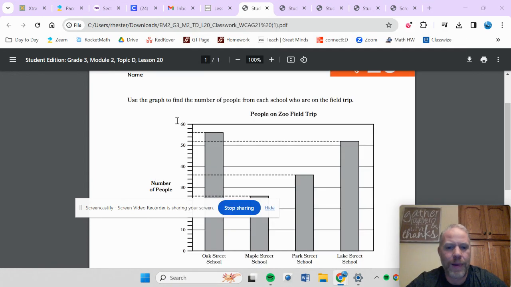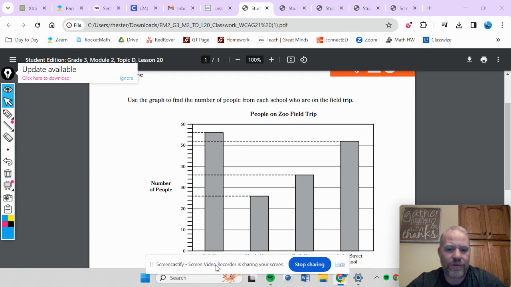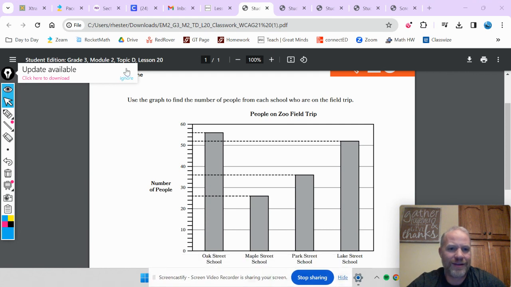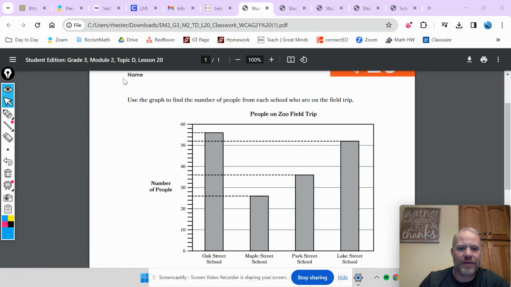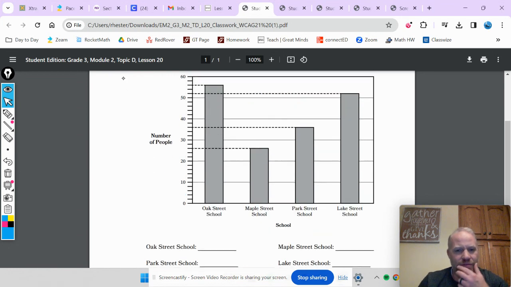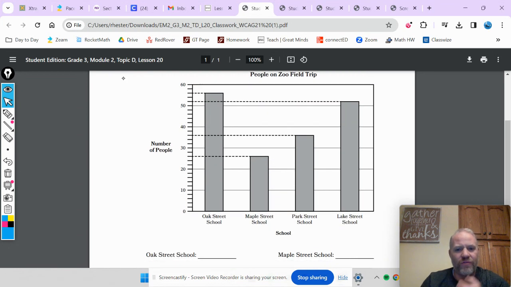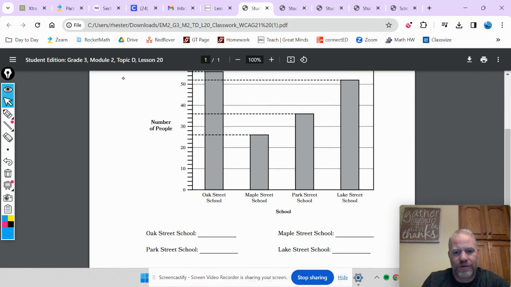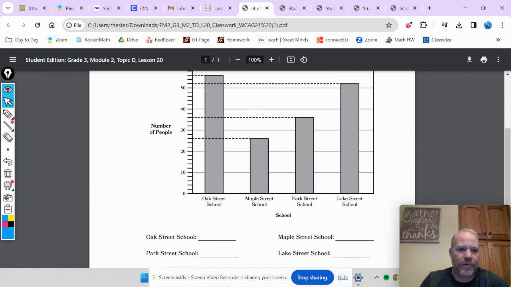All right, so anyway, what I was getting at was if you're on page 181, we're going to get into this, and we are going to start by talking about the people in the zoo field trip. So first we have different schools that are on the field trip, the number of people from each school, and we're going to just list the different numbers.